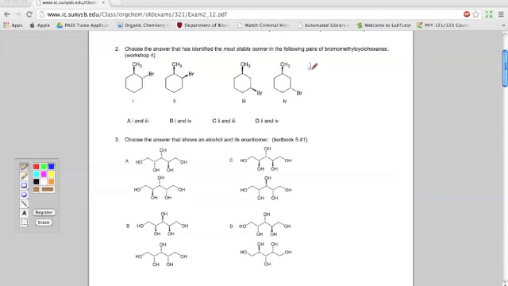And what we're going to want to do for this is draw each choice out in the chair conformation. Now in the chair conformation, you want to give the big groups the equatorial position because that's going to minimize the steric hindrance. So when you have a molecule like this, which is trans, where one is on a wedge and the other is on a dash, so when they're opposite of one another, that's going to be trans.